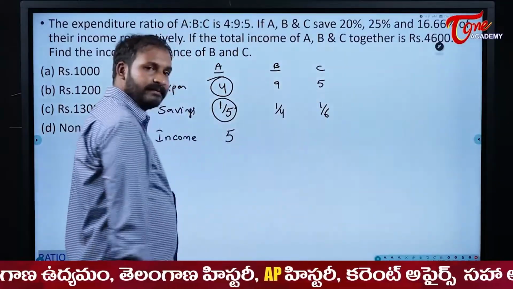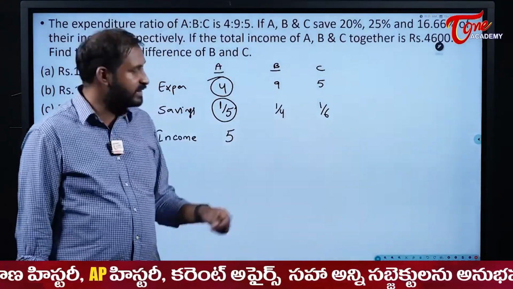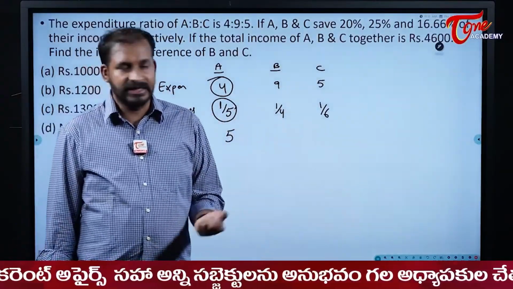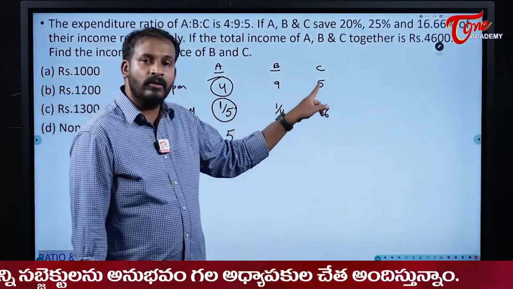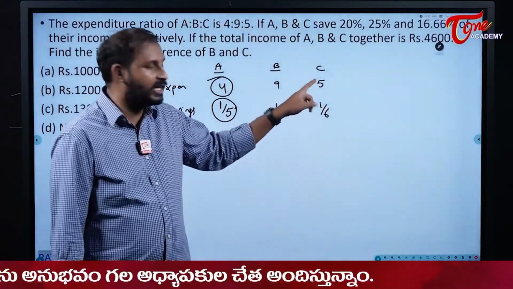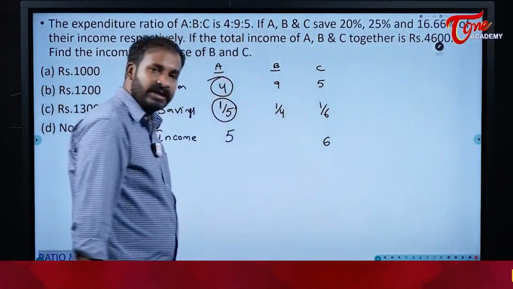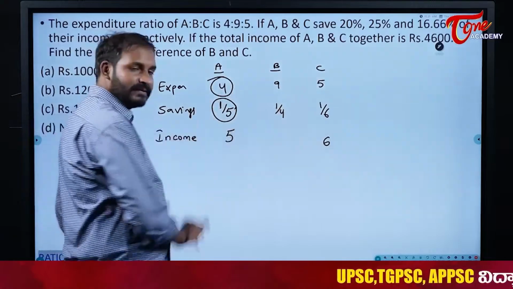Now see this C. What is his savings? 1/6. That means he will save 1 part if he earns 6 parts. That is the meaning of this 1/6, right? So that means his expenditure will become how many parts? 5 parts. Luckily here what I have here is 5. So that means I can take this total income as 6 parts. There is no wrong in that, right? Okay, good, superb. Now come to this middle one.